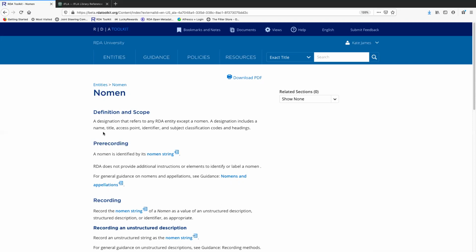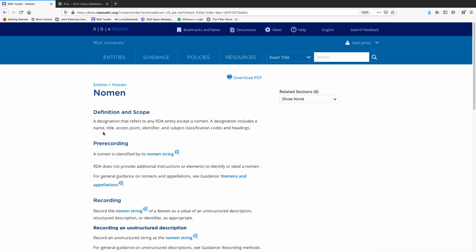So now with the introduction of the Nomen entity in RDA, we can clearly say we have one instance of a person entity that has a relationship to the Nomen Lewis Carroll. And then the same person entity has a relationship to the nomen Charles Lutwidge Dodgson. Excuse me. It's a difficult name to say when you're tired of talking about nomens.